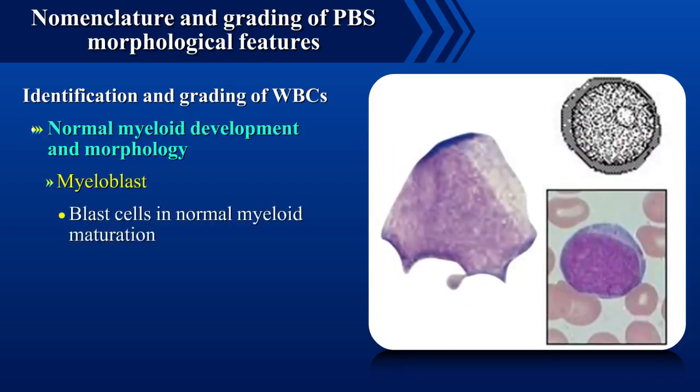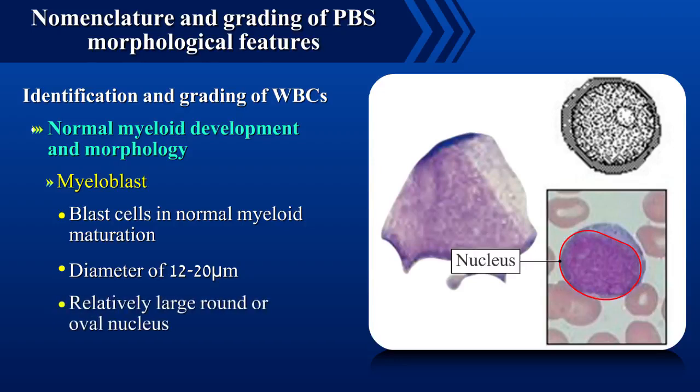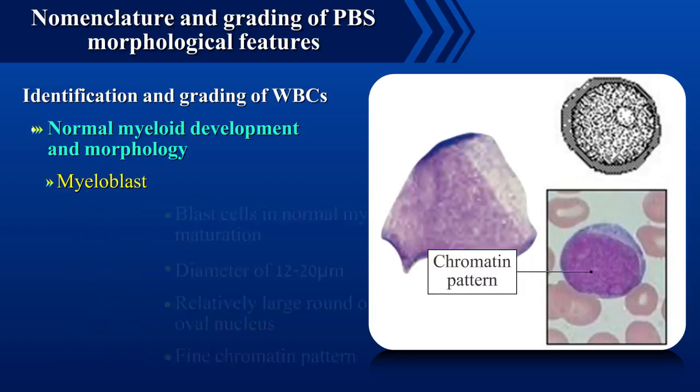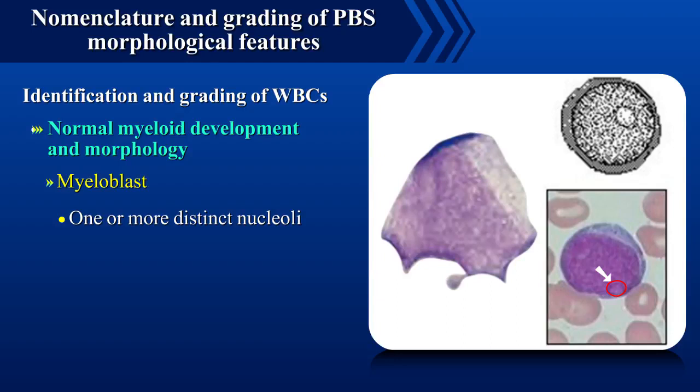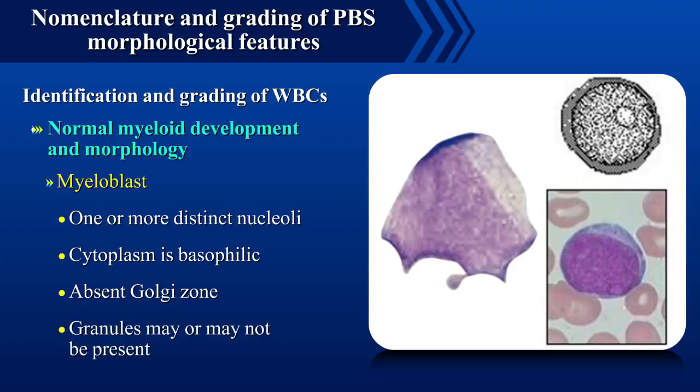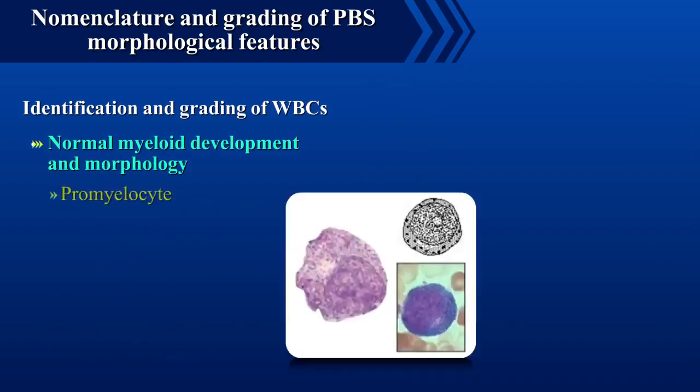Myeloblasts are blast cells in normal myeloid maturation having a diameter of 12 to 20 microns and a relatively large, round or oval nucleus with a fine chromatin pattern and one or more distinct nucleoli. The cytoplasm is basophilic with an absent Golgi zone and granules may or may not be present.